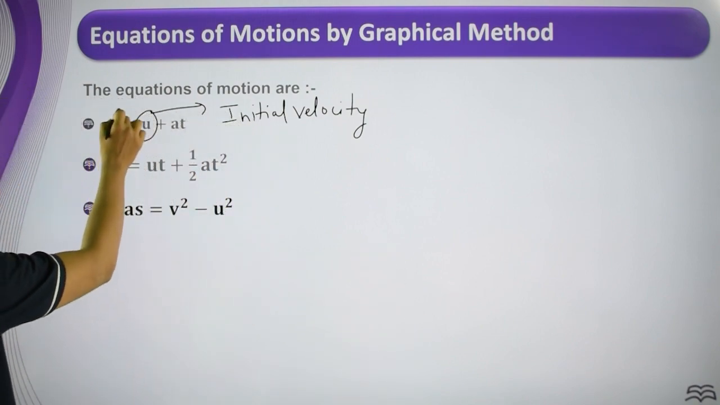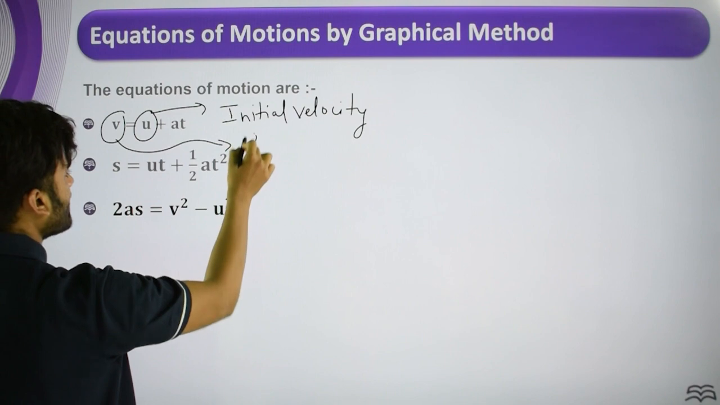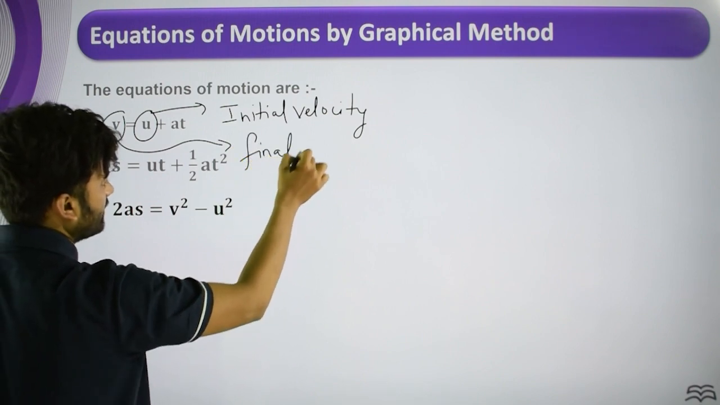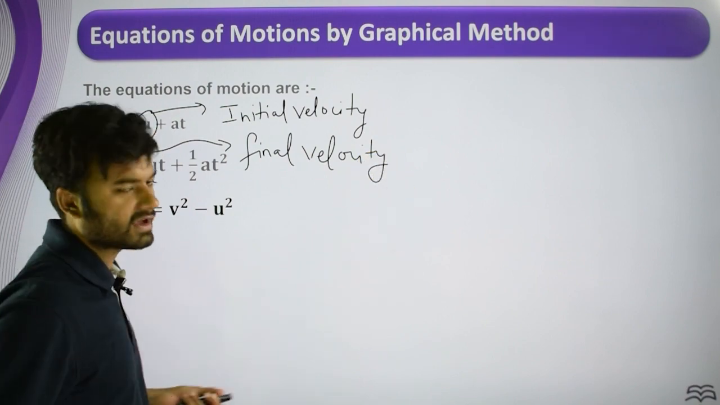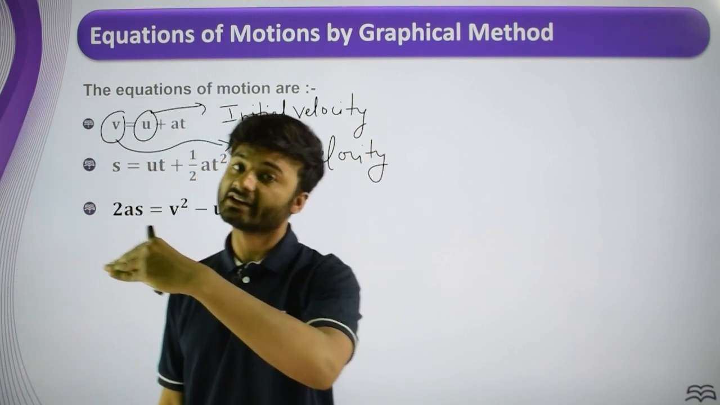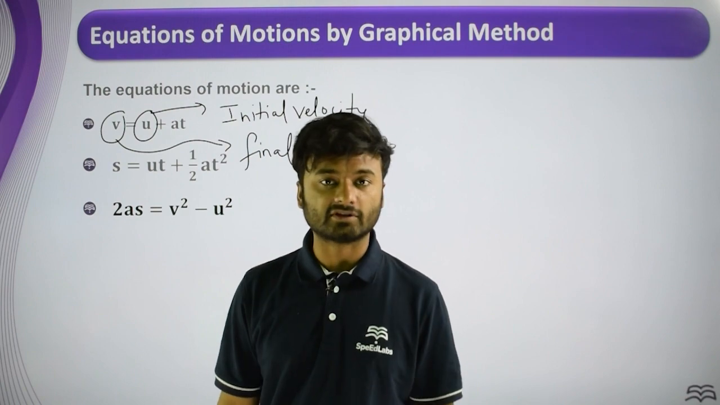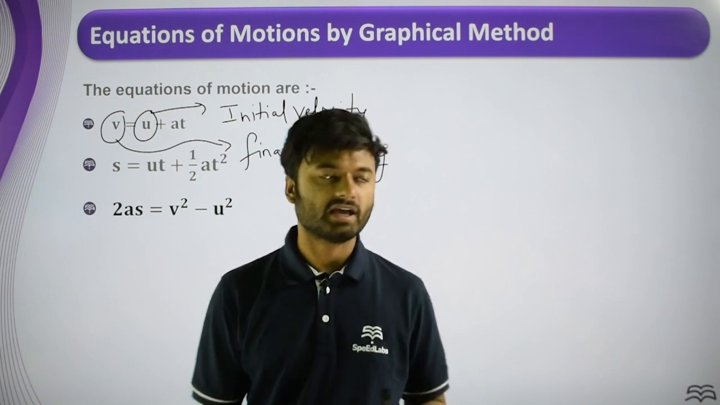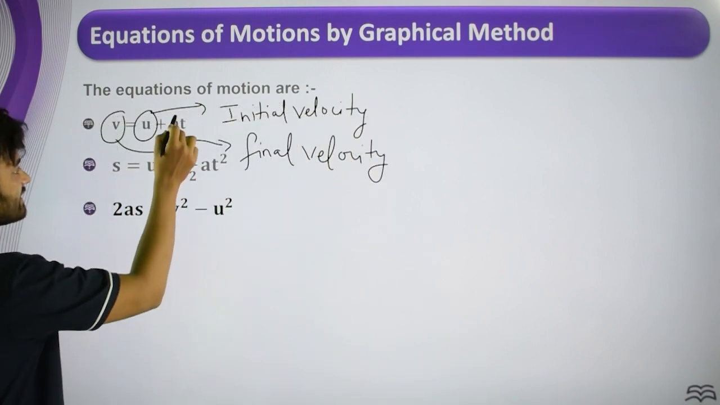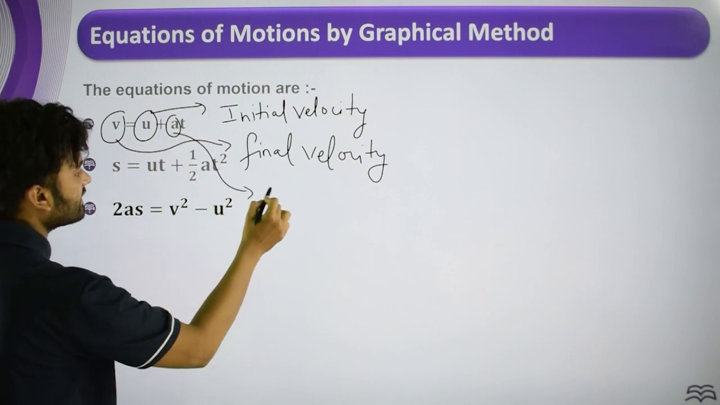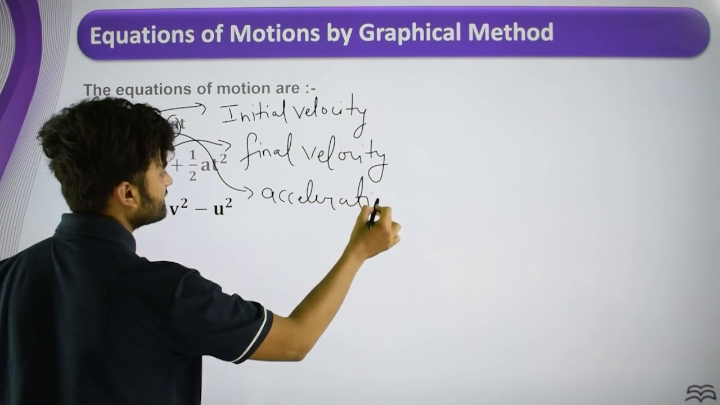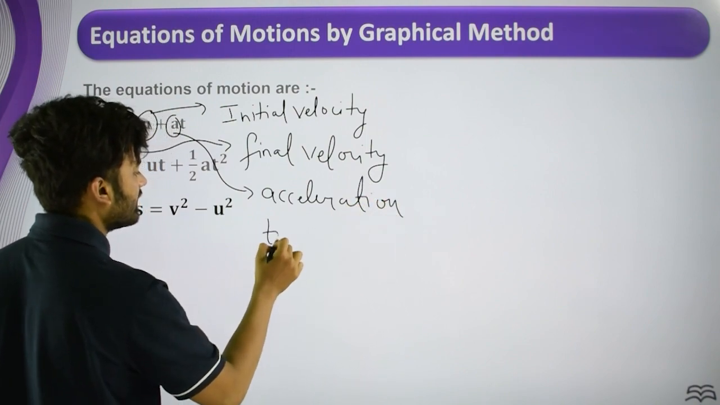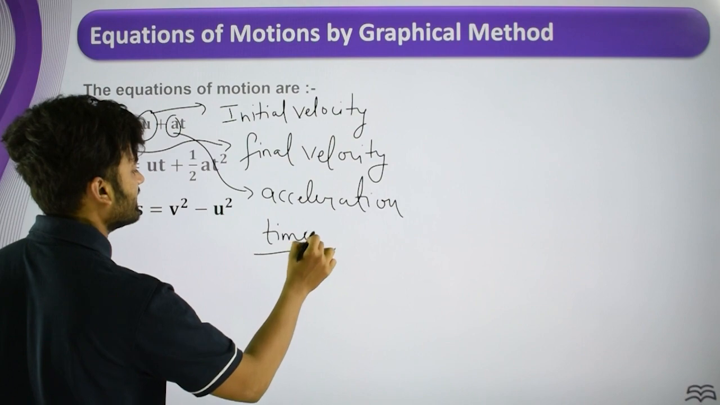What is v? v is the final velocity. After the application of force, the initial velocity changes to a certain velocity, and that velocity is the final velocity by which the body is moving. What is a? Here a is the acceleration. And what is t? t is a particular time interval, or you can say it is the time.